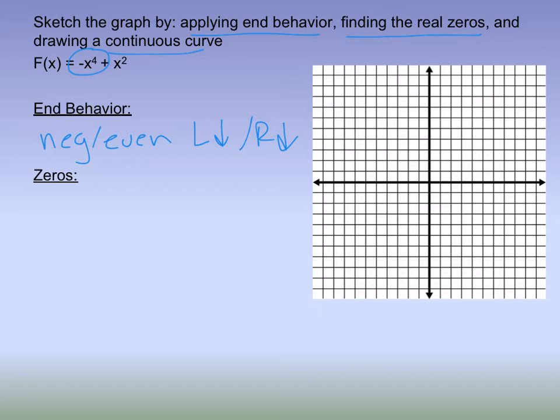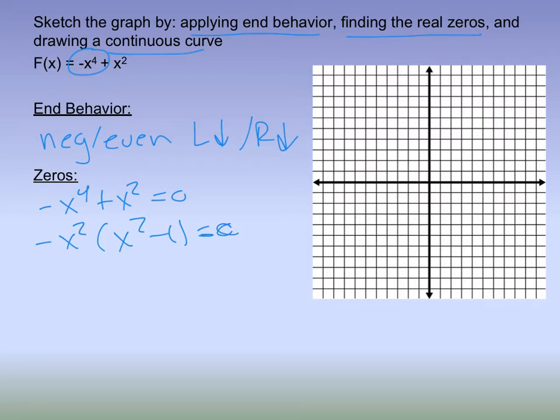And again, it's going to be falling on both sides because I have a negative even function. To find my zeros, I'm going to go ahead and start by setting my equation equal to 0. And then I'm going to factor. I'm going to start by factoring out my greatest common factor. So I'll take out a negative x squared. And then I'm left with a positive x squared minus 1. And this all equals 0.